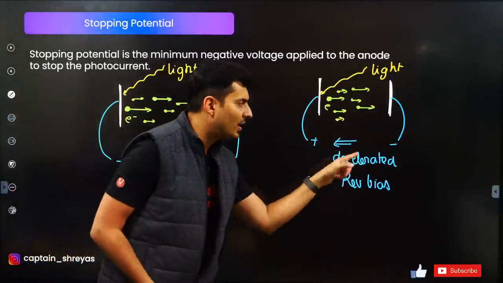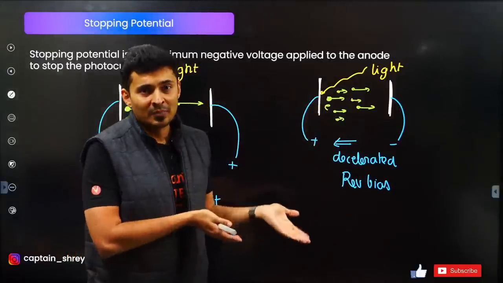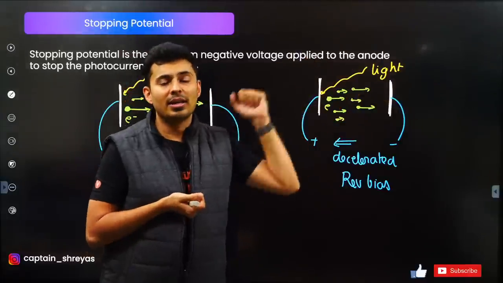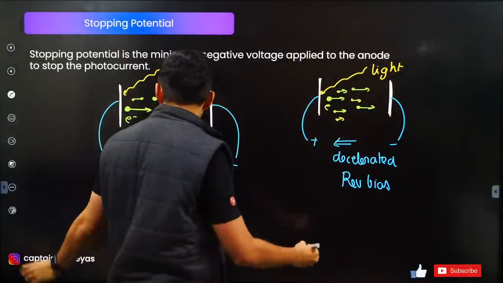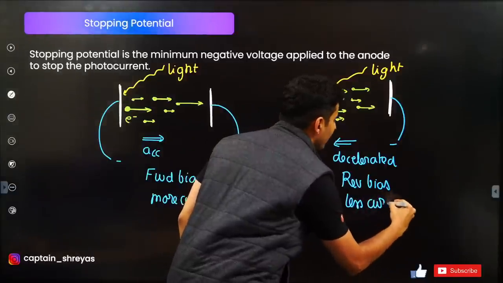Same way, reverse bias, decelerated, demotivated, gone. Even those electrons which were with high energy will get demotivated. They will not reach the other side. So the current will reduce. So there will obviously be less current here.